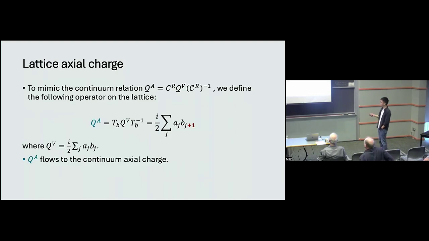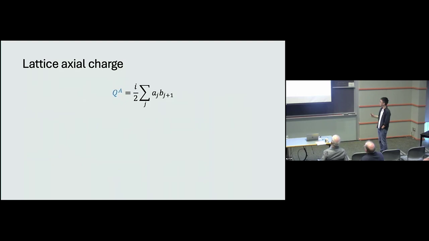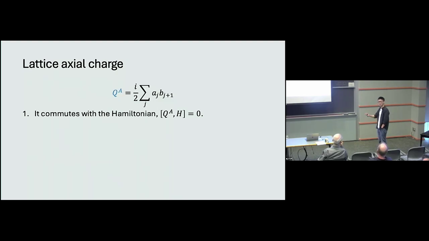First of all, I claim this flows to the continuum axial charge as you take the thermodynamic limit. The reason is because this Majorana lattice translation operator T_B flows to this charge conjugation symmetry in the continuum limit. And Q_V just goes to Q_V. And therefore, this Q_A will become the axial charge in the continuum limit. And let me itemize the nice properties of this axial charge. Since it's made out of the Majorana lattice translation and the vector charge, both the Majorana lattice translation and the vector charge commute with the Hamiltonian.